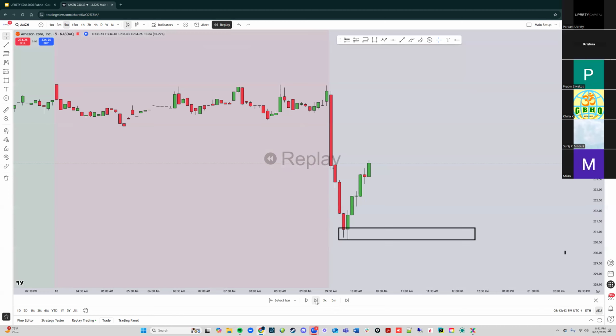Okay, sellers came in, then we had some buyers coming in. We have really good buyers coming in because you see how big the candlesticks are, and they're absolutely beautiful. Okay, we're gonna keep going.